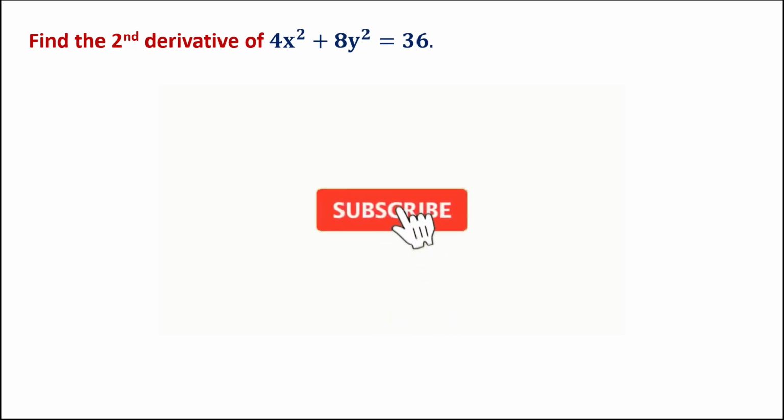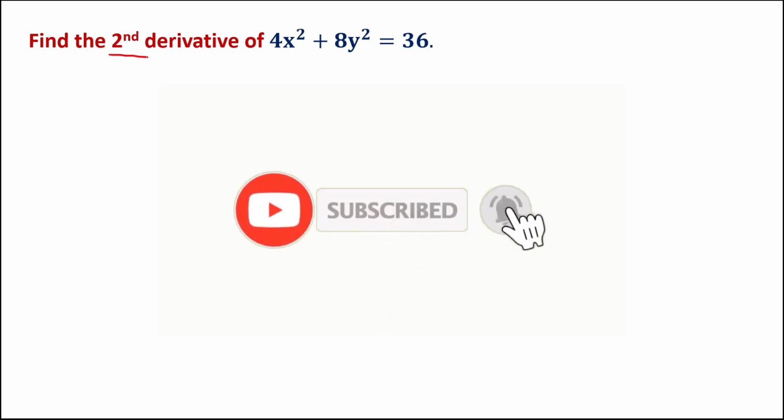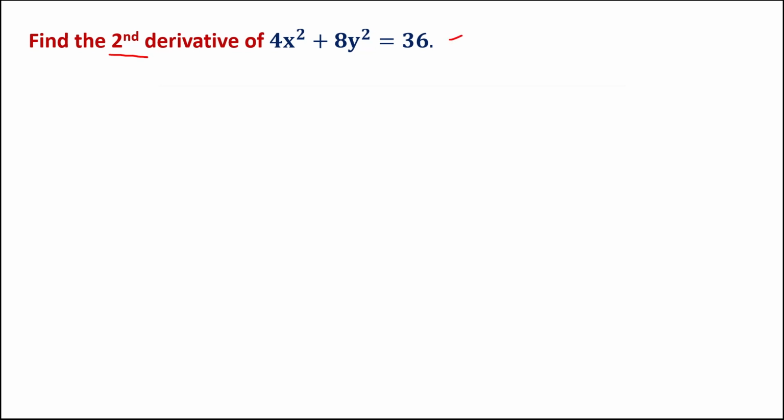So for this problem, to find the second derivative for this given, observe that we can reduce because all the terms are divisible by 4. So this becomes x squared. Then 8 divided by 4 is 2y squared. And 36 divided by 4 is 9.